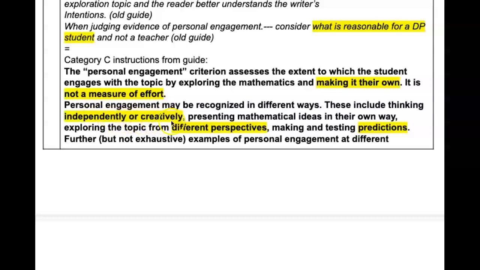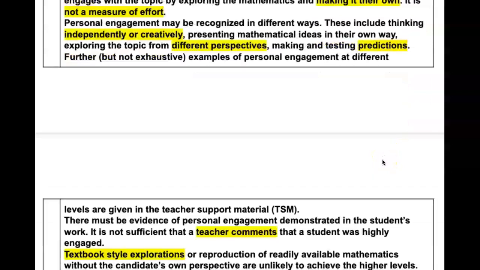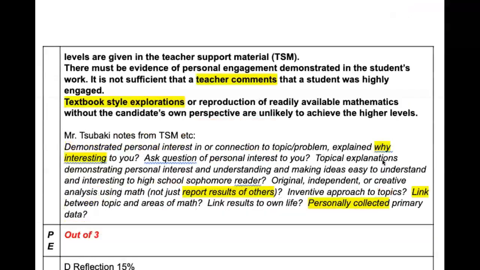Thinking independently, creatively, using different perspectives, making a prediction. Making a prediction is something that shows personal engagement because maybe the reason why you're doing the IA is because you have a prediction or a theory that you wanted to test. Okay, so that already shows that it's probably going to make it unique, and that's going to make you interested, and that's probably going to bring out the best in your problem solving and math ability.